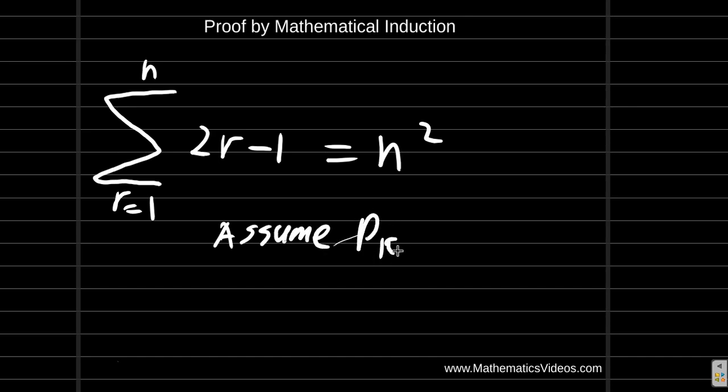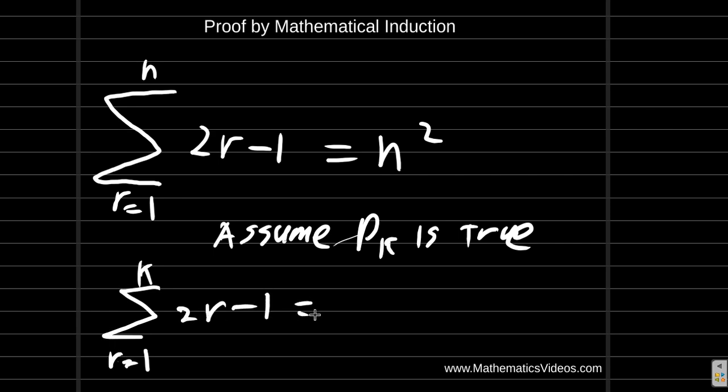assume that Pk is true. Now remember, you're assuming that Pk is true. So that means the sum from r equals 1 to k of 2r minus 1 is equal to, in this case, k squared. Now remember, if you show that P1 is true, that's all well and good. I can ask you then, what about 2? Show that P2 is true. Good, but question is, what about P3?